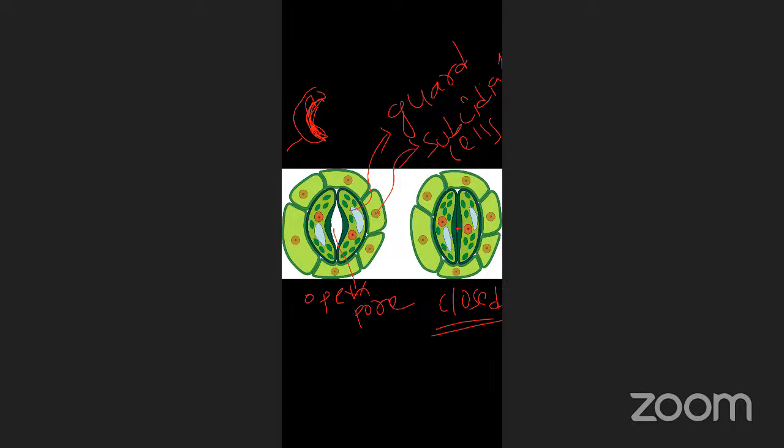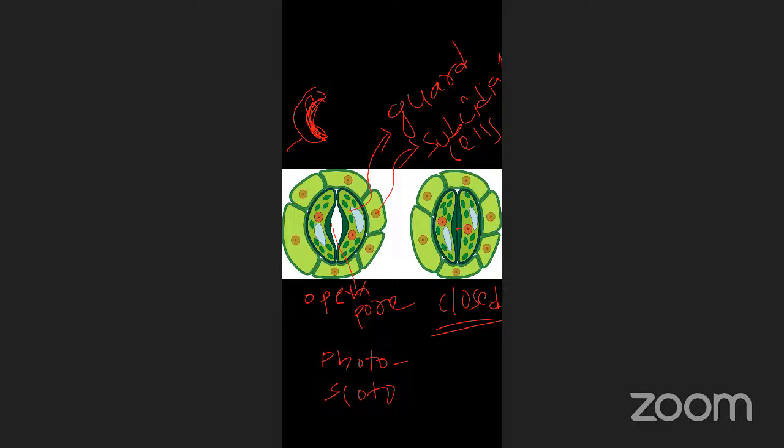Before that, the stomata in most plants are photoactive stomata, and in xerophytic plants too. What is photoactive and scotoactive? Photo means light. If the stomata open during the daytime, that is called photoactive. Scotoactive means the guard cells open during night time. Daytime photoactive, nighttime scotoactive. Right?